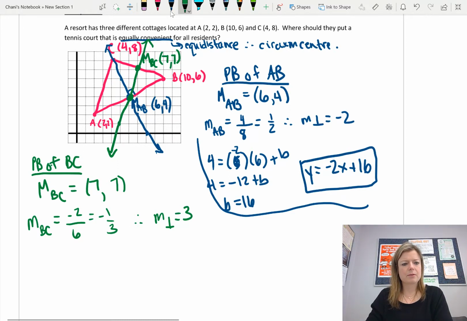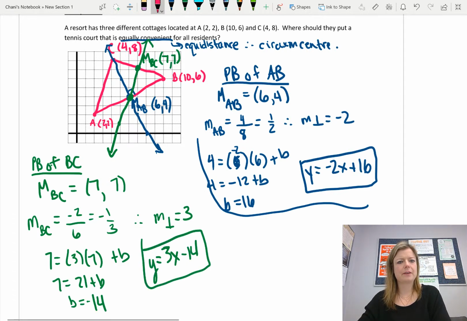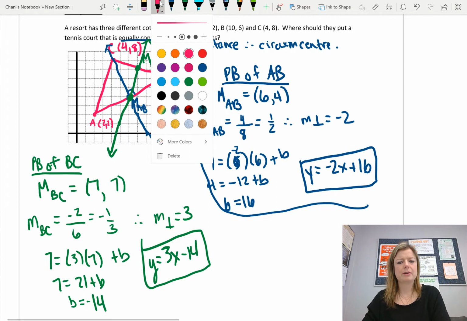So let's find it. So our y, 7, equals m, 3, x, 7, plus b. So 7 equals 21 plus b. So b is equal to negative 14. So the equation of this line is y equals 3x minus 14. Okay, so now we simply need to find the point of intersection, which we will do.